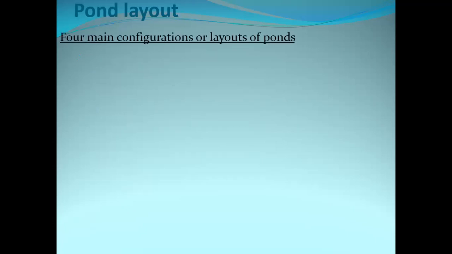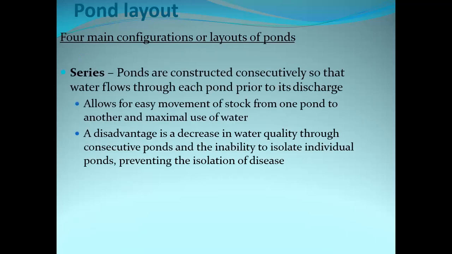So when it comes to pond layout, we have four main configurations or layouts of ponds. We have series, where ponds are constructed consecutively so that water flows through each pond prior to its discharge. This allows for easy movement of stock from one pond to another, and it maximizes the use of water. But a major disadvantage is a decrease in water quality through consecutive ponds.